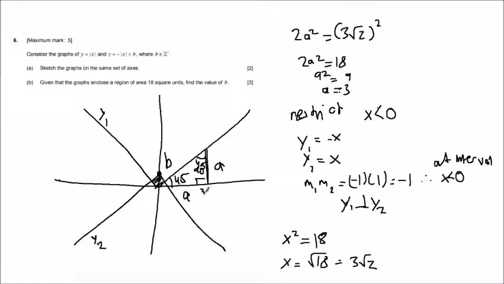So this will be 3, this will be 3. And since we have another triangle up here, whenever we have our correct b, we will have another up here with 3 and 3 because they're symmetrical. Our b is equal to 6.